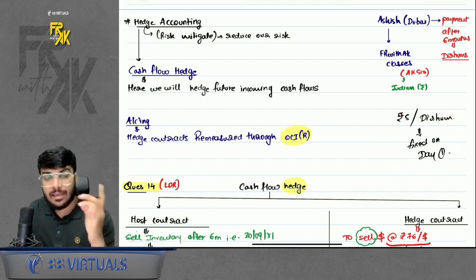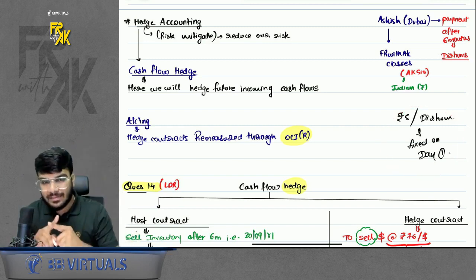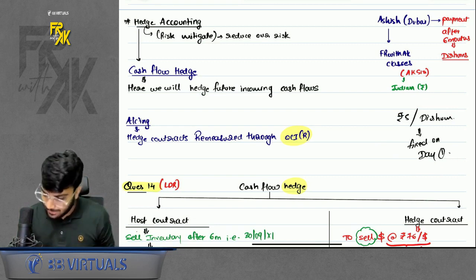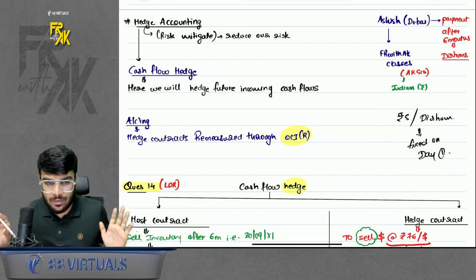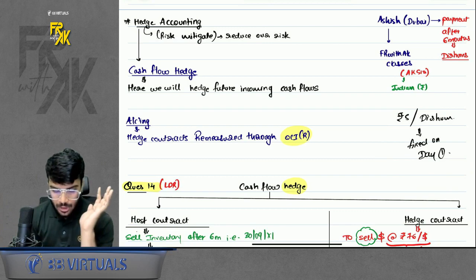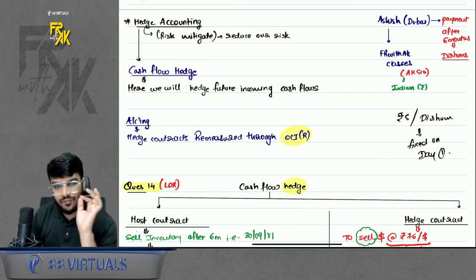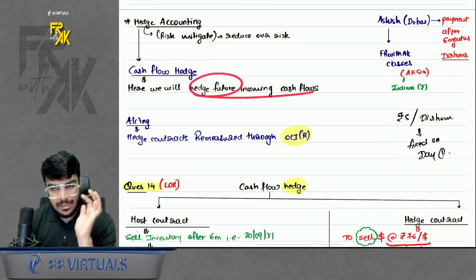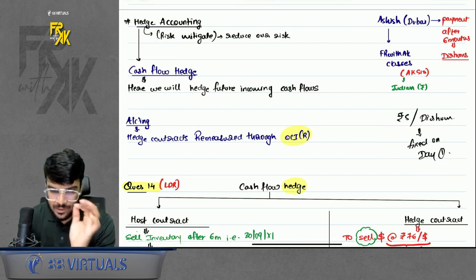This is hedging. See, in embedded derivative, we were not fixing the rate, right? In hedging, we fix the rate for the cash inflow, right? So what is the meaning of cash flow hedge? Whenever you hedge your future incoming cash flows, that is known as cash flow hedge.